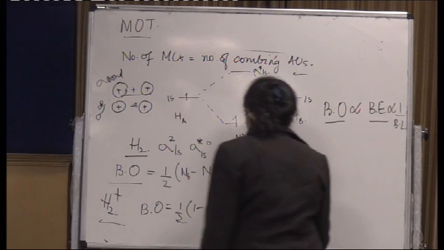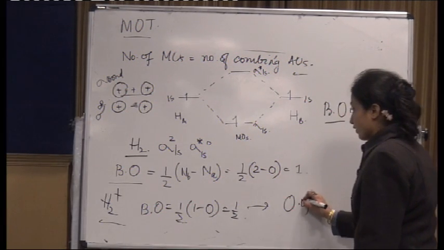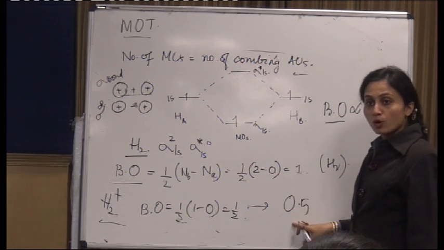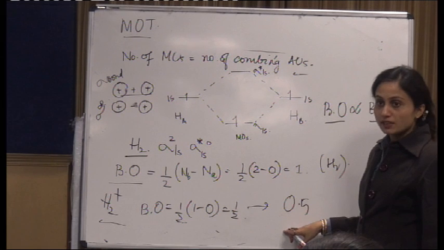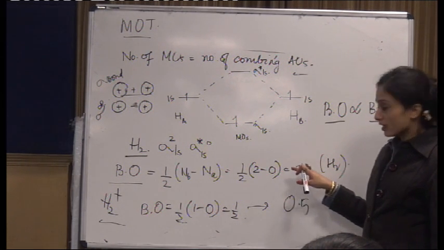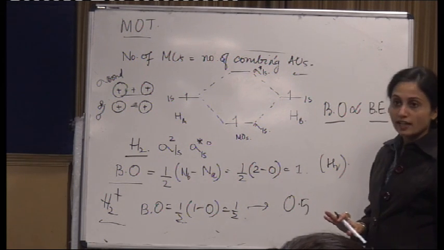See, in this case the bond order is now 0.5. Bond order of H2 was 1. So lower the bond order, lower is the stability. You know that the bond order of H2 is greater, so in that case H2 is more stable than H2 plus.